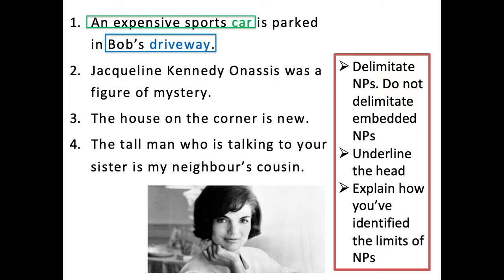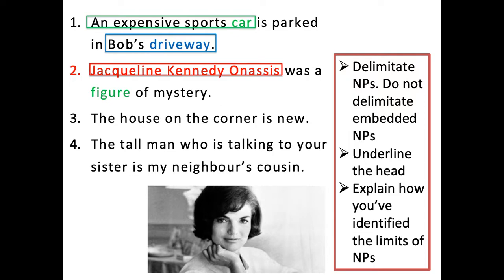Jacqueline Kennedy Onassis was a figure of mystery. Now, the heads are Jacqueline Kennedy Onassis and figure. Jacqueline Kennedy Onassis is a bit different from the other cases we've seen so far because it's a proper noun, and even if it's made up of 3 words, there's only one reference, so only one NP. And there's no head, there's no hierarchy in this proper noun.